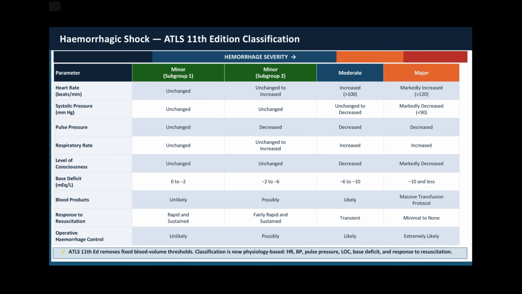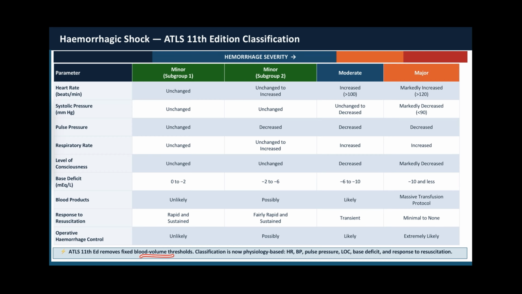Next is hemorrhagic shock. Let's spend a minute on hemorrhagic shock because it remains one of the leading causes of preventable trauma deaths. Recent ATLS guidelines have shifted away from the estimated blood loss in liters. Instead, we focus on the patient's physiology. Look at the trend. How is the heart rate? How is the BP? Is the BP falling? Is the patient becoming confused? Is the base deficit of the patient worsening? Are they responding to the resuscitation? These physiological markers are much more reliable than trying to estimate the blood loss at the bedside.